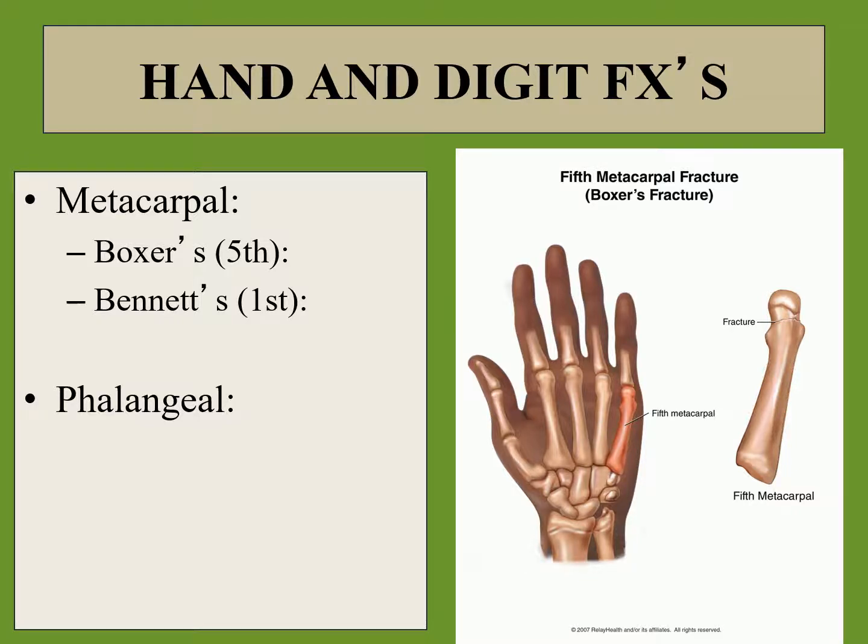Bennett's fracture occurs at the metacarpal of the 1st digit, or the thumb. And if it's within the phalanges, there are no specific names other than stating a fracture of the 2nd proximal phalanx, or whatever its exact location is.